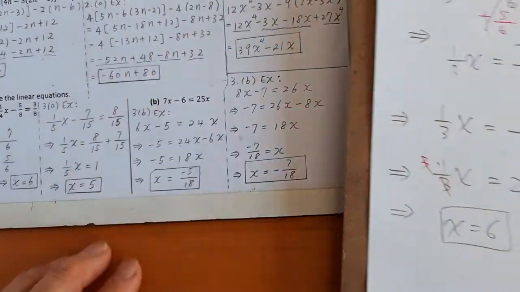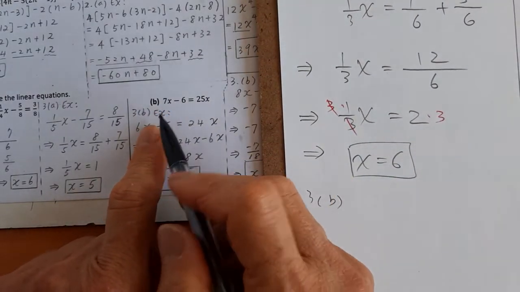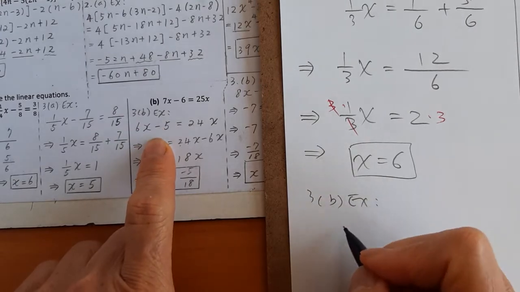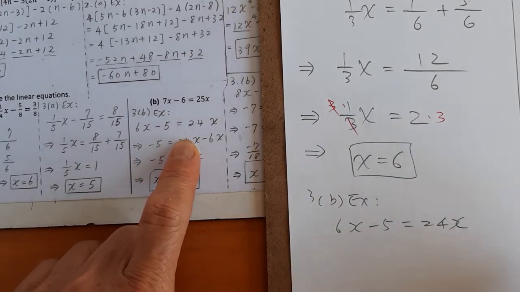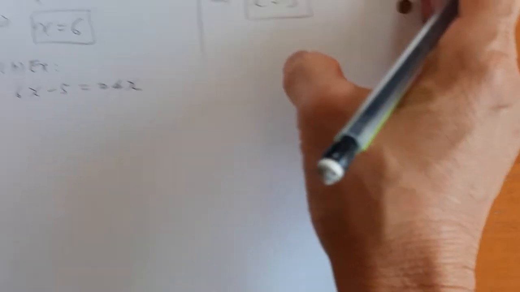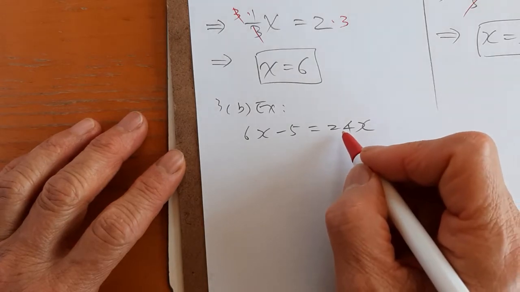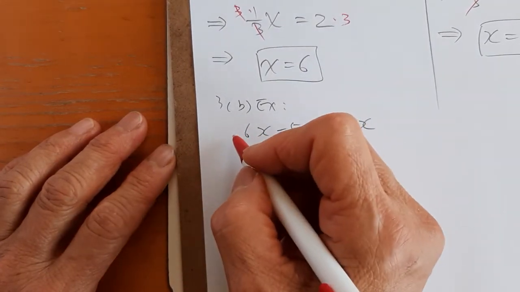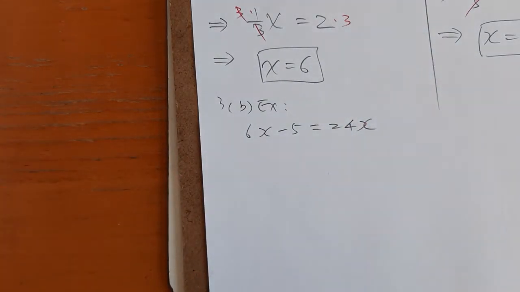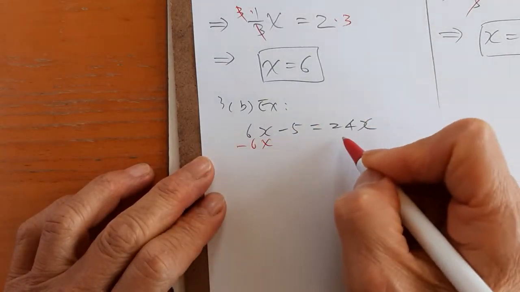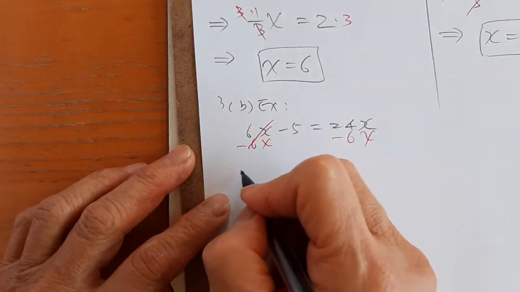Then 3b, this is your homework question. Example here is 6x minus 5 equals 24x. Solve for x. You can make all the x terms on the left or all the x terms on the right, either way. So I subtract 6x from both sides, so I make the x term on the right.